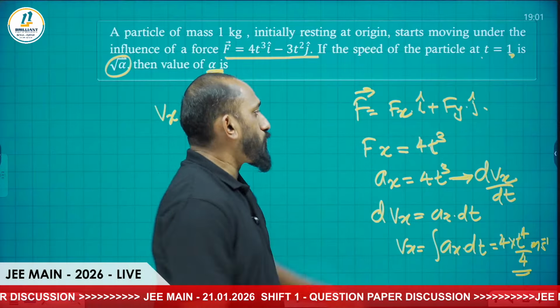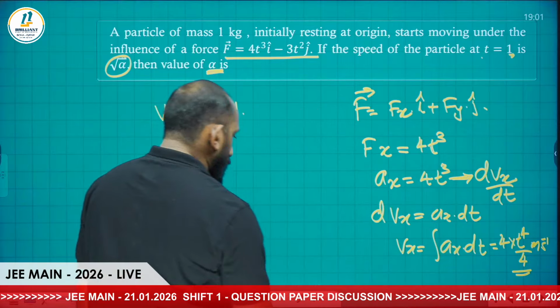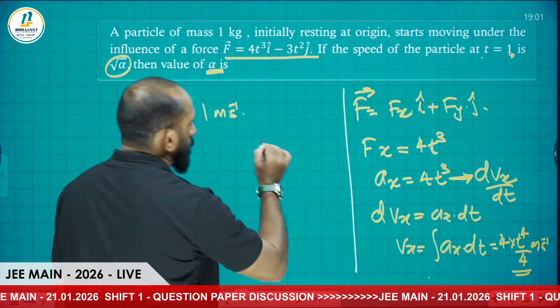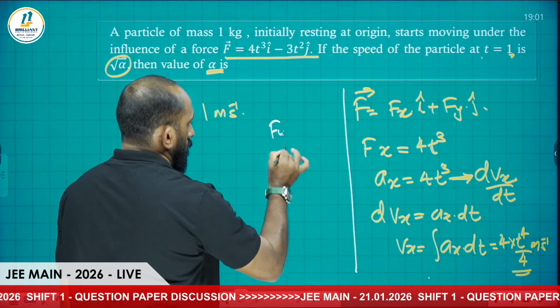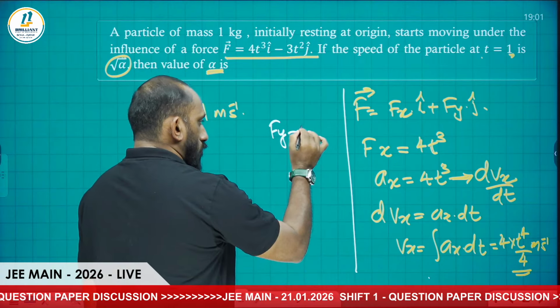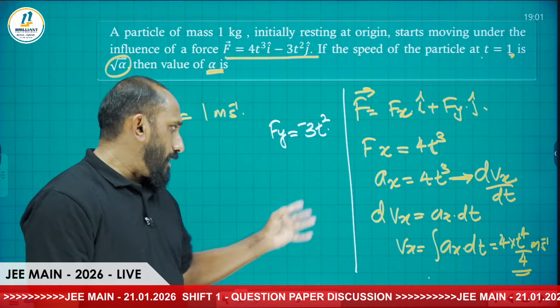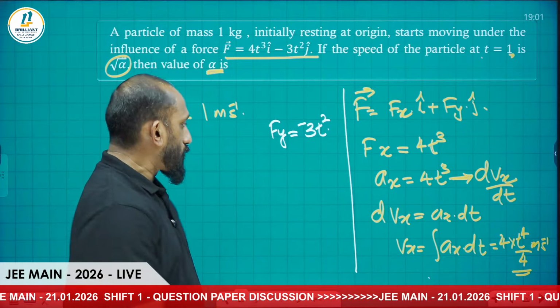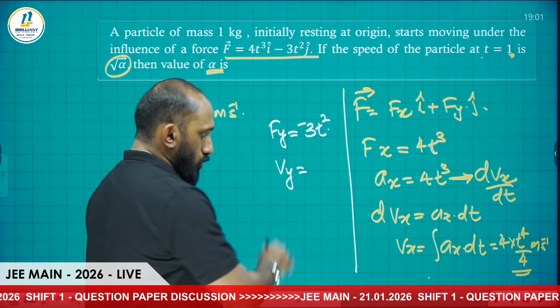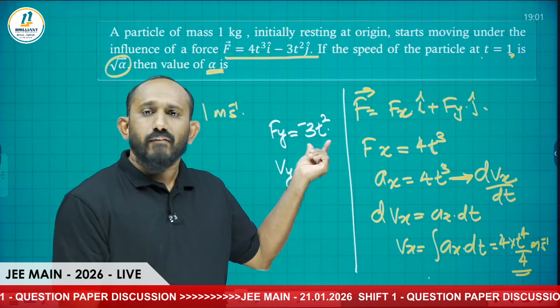Similarly, Fy is given here, Fy equal to minus 3t square. From there we can get the acceleration. With the same concept, we get Vy is equal to integral Ay dt. Ay is 3t square only. If you integrate, it will be 3 into t cube by 3, so 3 cancels. T is 1 second. So it is 1 meter per second.